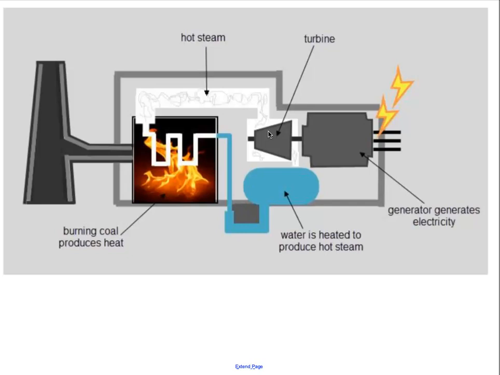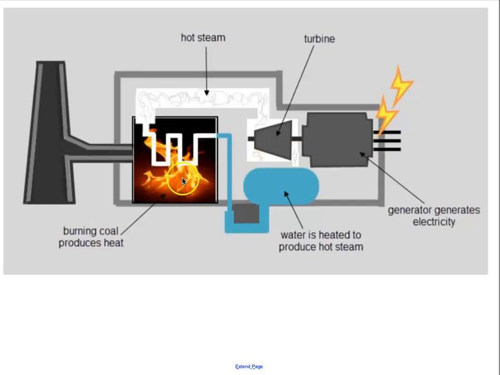That hot steam is under pressure, so it's forced through and around the turbine, and it'll spin the turbine as it goes through. Now that turbine is connected to a shaft which goes into the generator. And it's this shaft right here spinning inside the generator that actually produces the electricity.